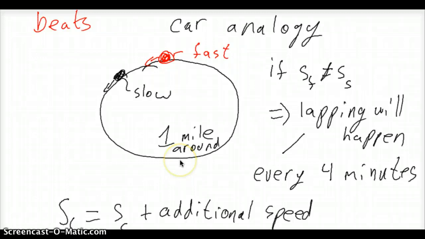This is a 1 mile track. So if two cars are on the track, and if they are traveling at the same speed, they will never pass each other. If they're traveling at the same frequency, they'll never pass each other, and they will continue going on without hearing any sound like wugga wugga wugga wugga, because they have the same frequency.